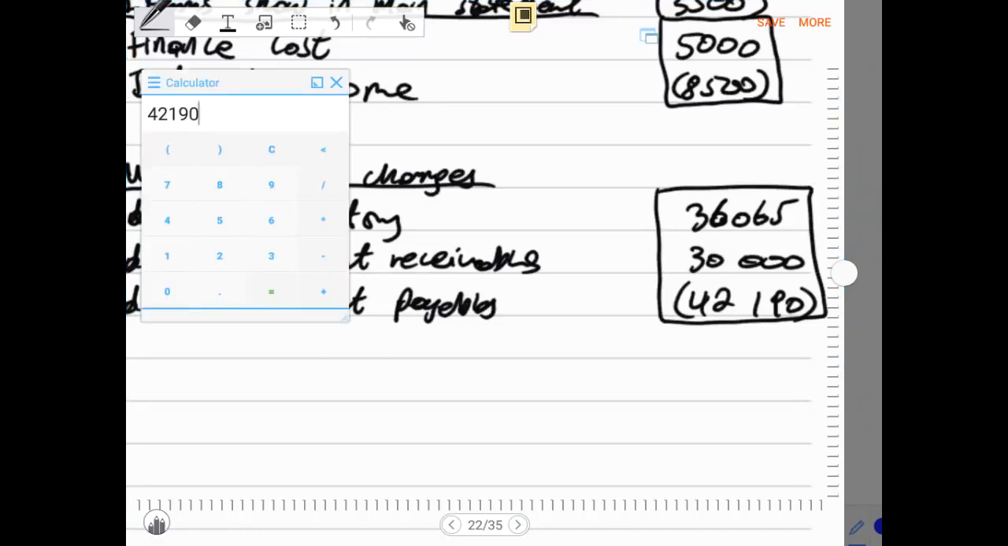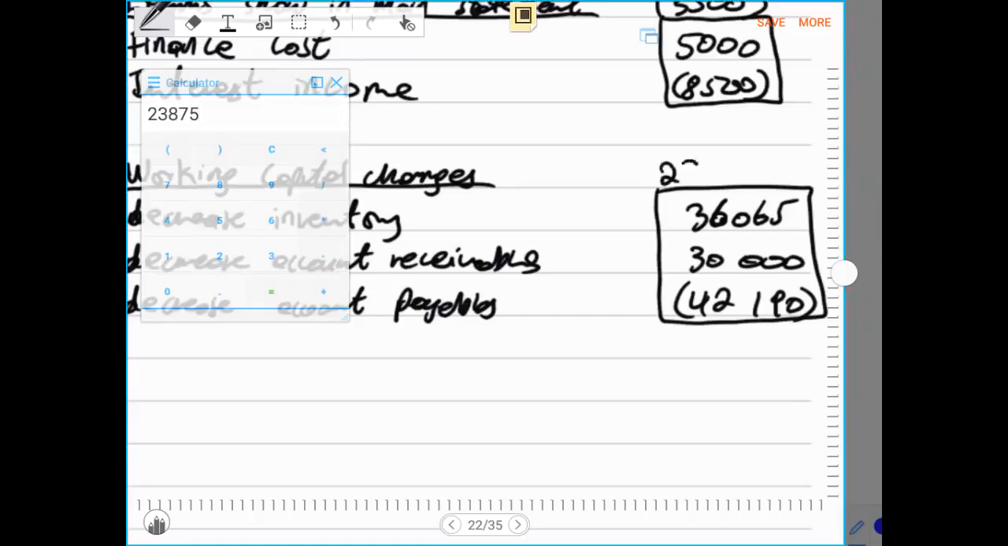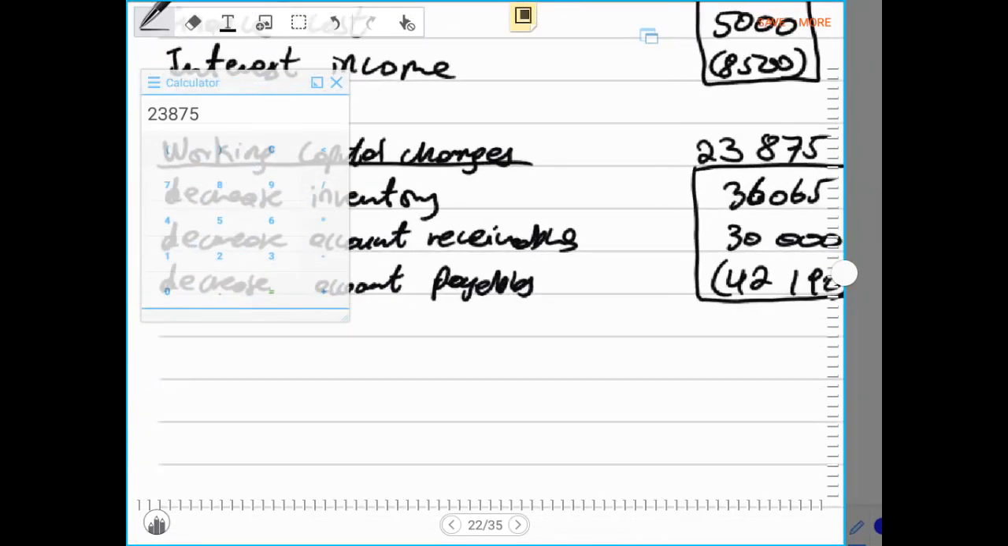Therefore, now we can calculate the total of the three, which is 36,065 plus 30,000 minus 42,190, and this will give us 23,875. And remember, this amount is also positive. Take note of that too.